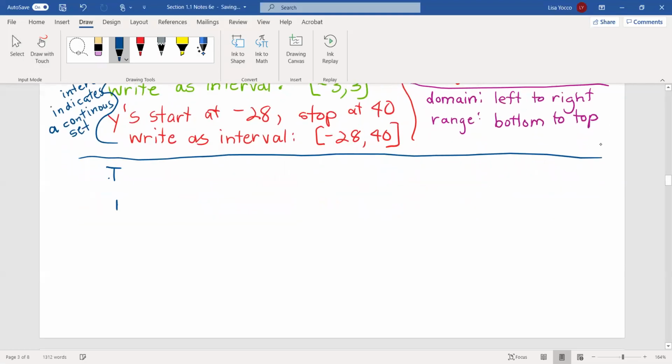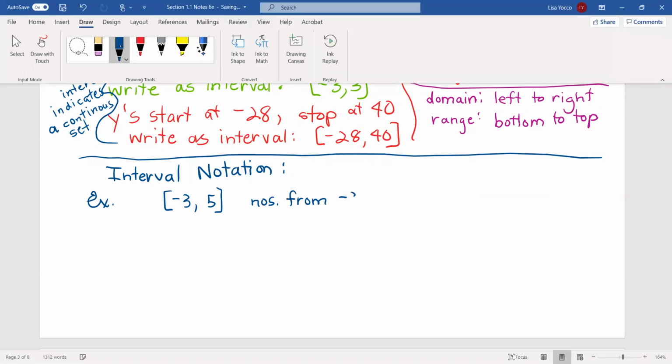So the brackets and so forth, those all have to do with what's known as interval notation. These are just some examples, just making some things up. Suppose I wrote [-3, 5]. That would mean numbers from -3 to 5, including -3 and 5.